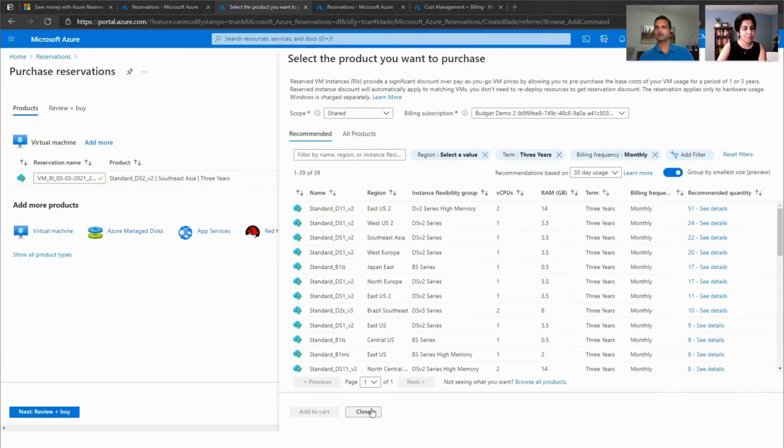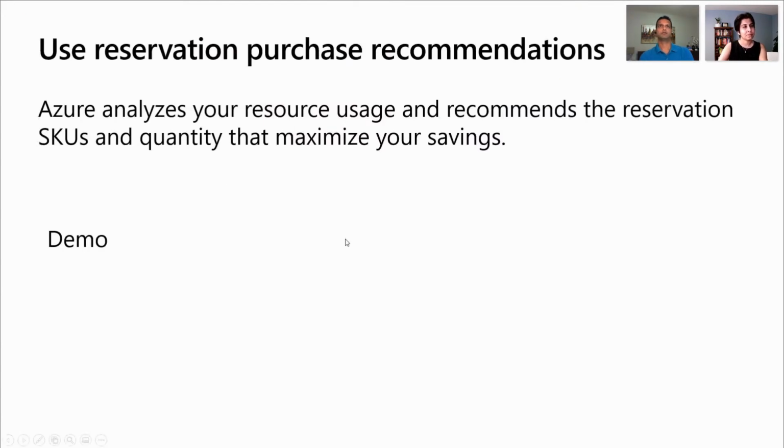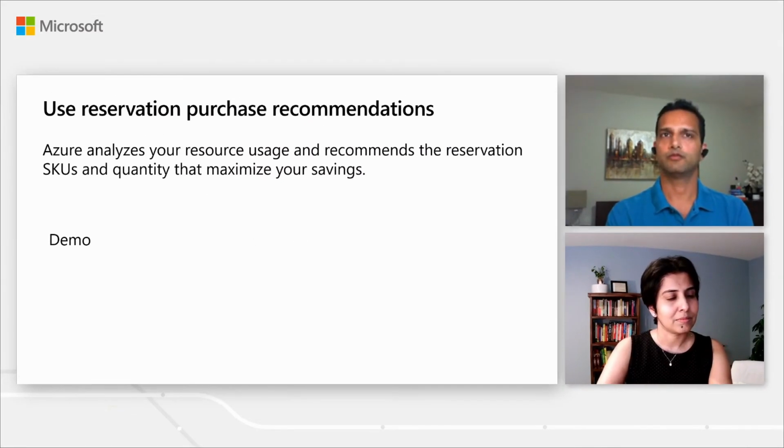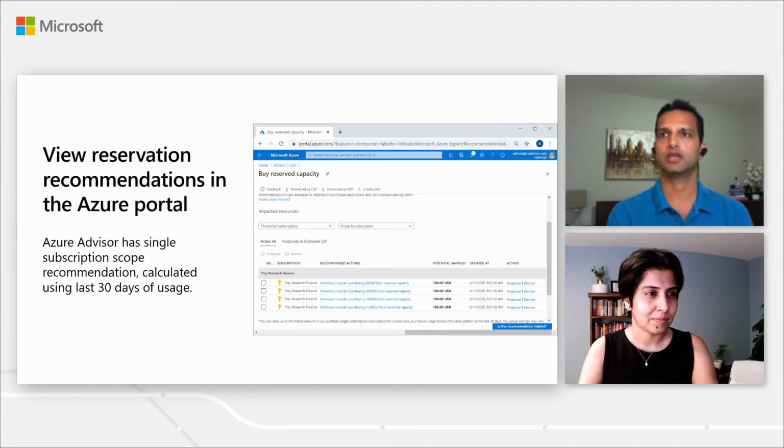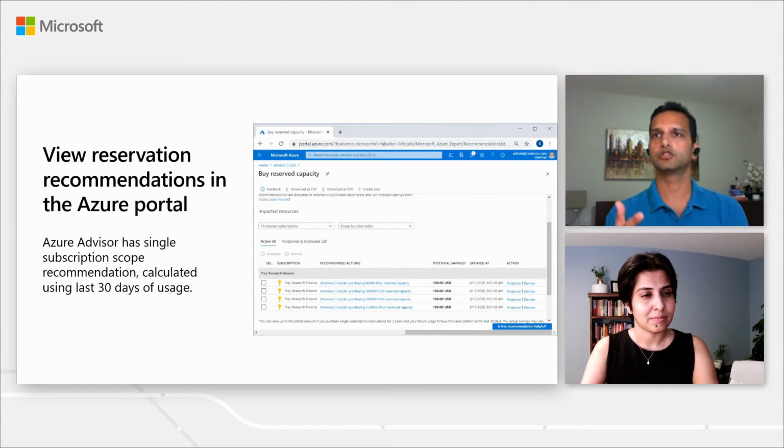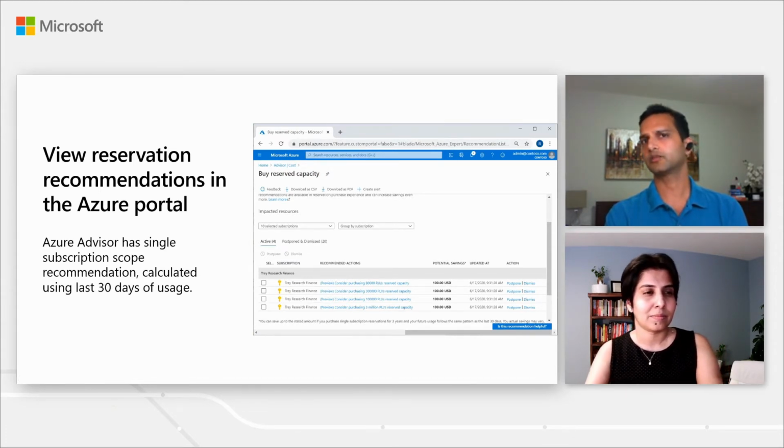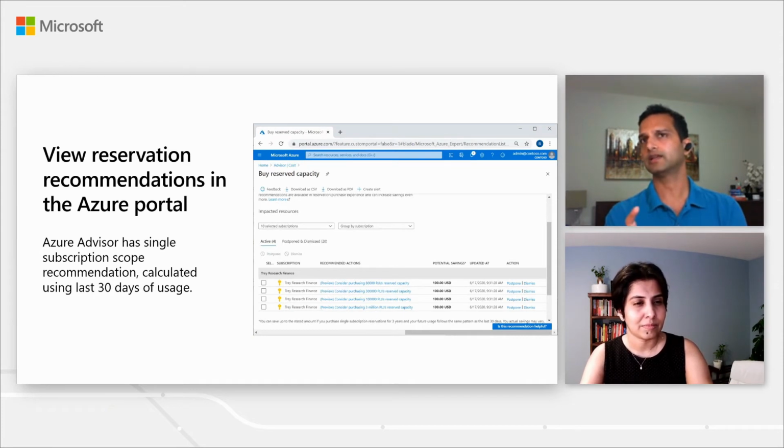So let's go back to our PowerPoint here. So we went through a demo. We spoke about recommendations, and in the purchase experience, the recommendations are also available to you in Azure Advisor within the portal. So just go to Azure portal, and in Advisor, you will see the same recommendations. In Advisor, the recommendations are only for the last 30 days, and they are based on the savings given to you by a 3-year reservation. So you can see those there.